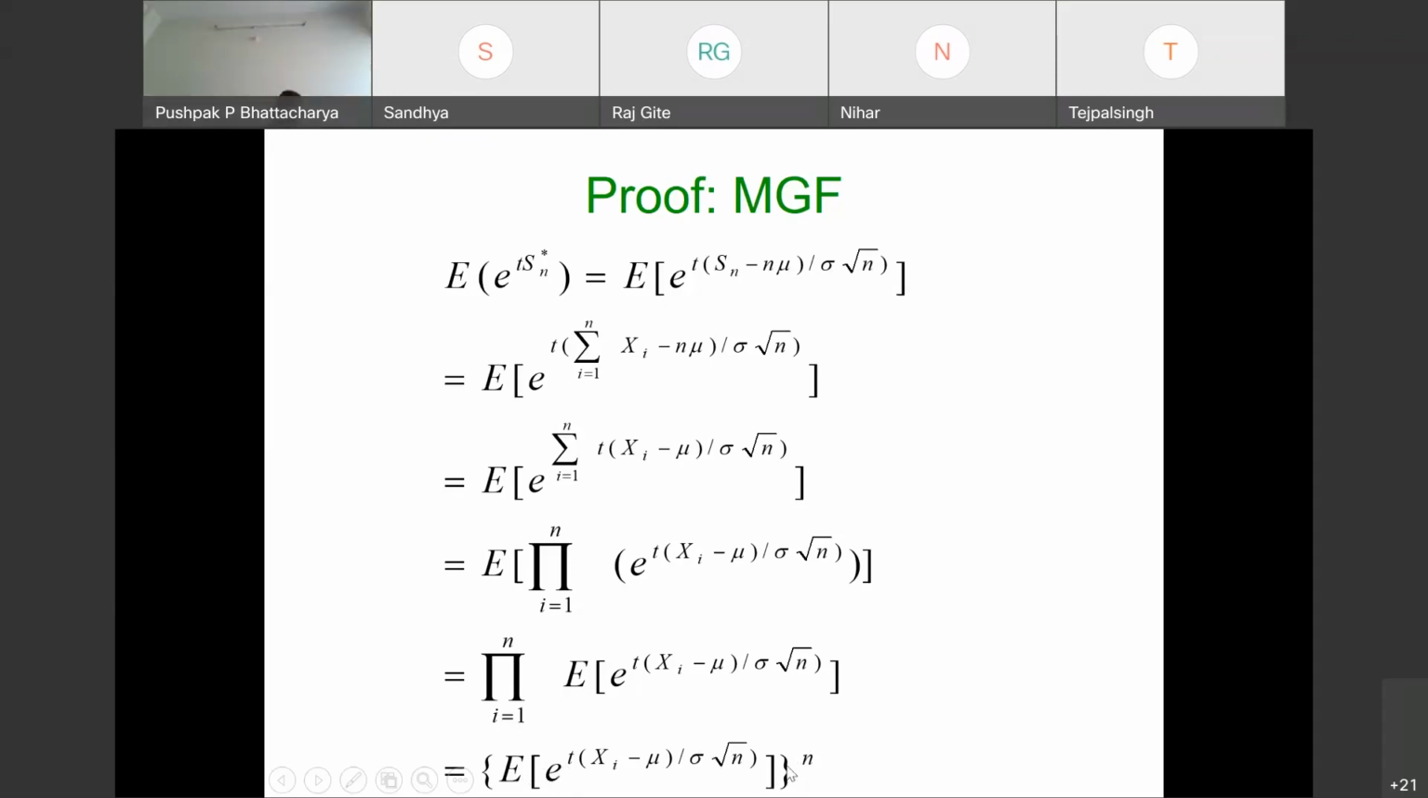Why so? Can anybody think of this? How can I raise this to the power n? It is as if we are multiplying equal quantities n times. Why is this so? Anybody?